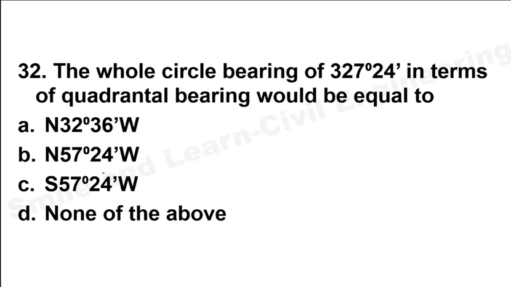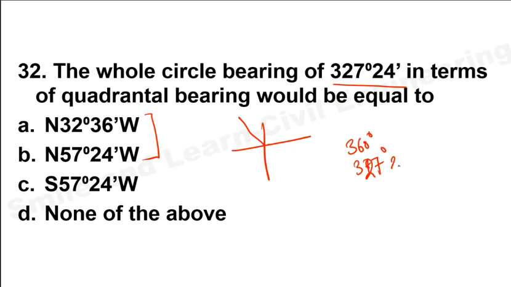Next question, the whole circle bearing is given. You have to find out the quadrantal bearing. So you see this is 327 degree 24 minute. Obviously it falls in this quadrant, so between these two will be the answer, northwest. If you just subtract this from 360 degree, you will get the correct answer. Here it is 6 minute. So obviously option A is the correct answer.